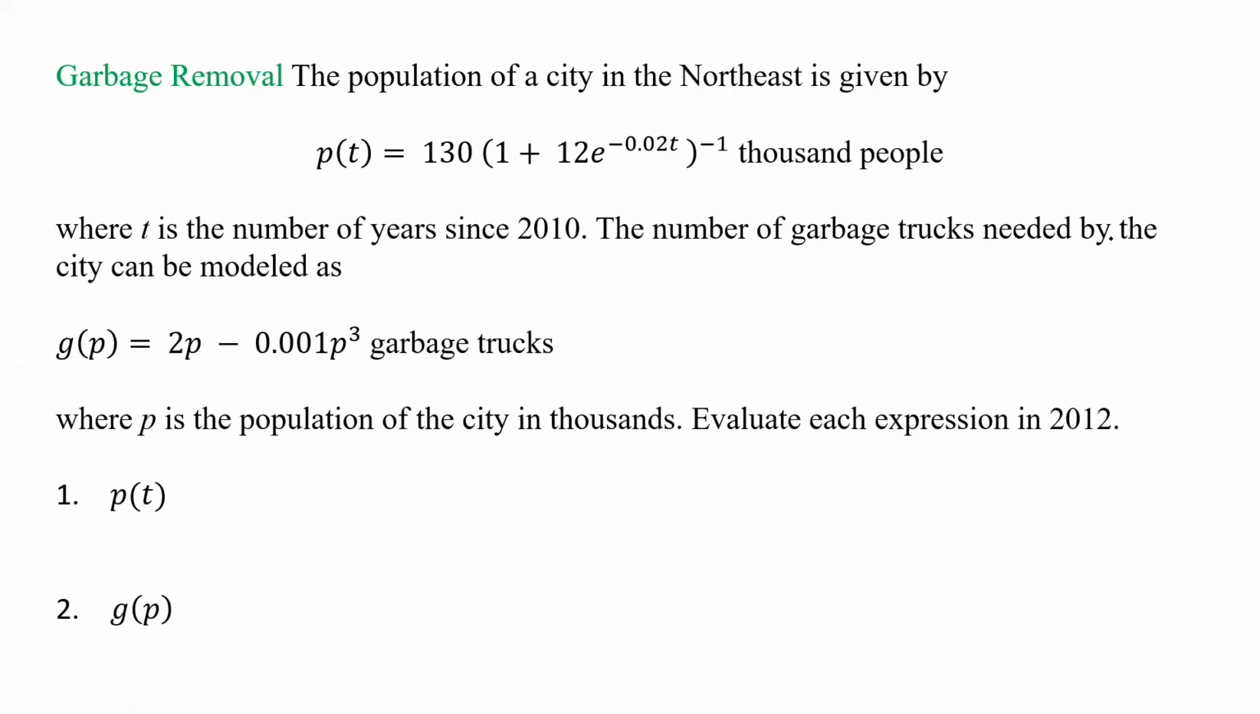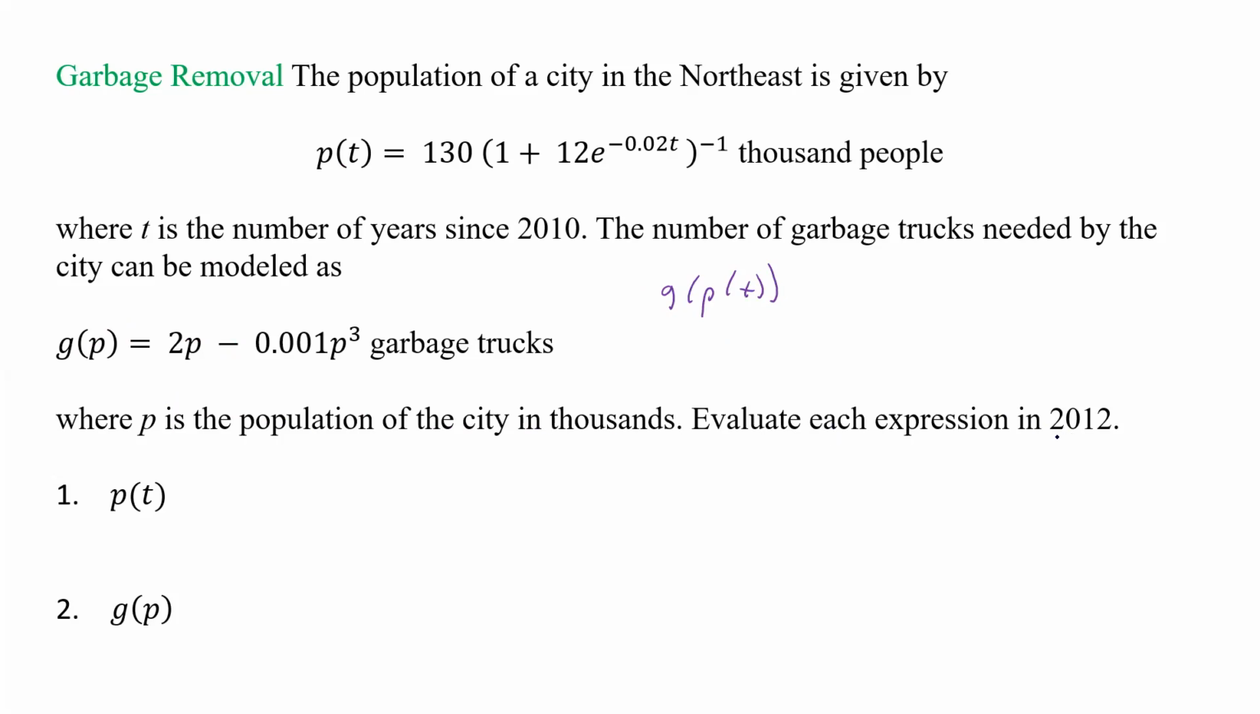where t is the number of years since 2000, and the number of garbage trucks needed by that city can be modeled as G(p) equals 2p minus 0.001p to the third garbage trucks. And so if you think about it, what we're going to have to do is plug in p here to get out the number of garbage trucks. So it's going to look something like g of p of t. Okay.